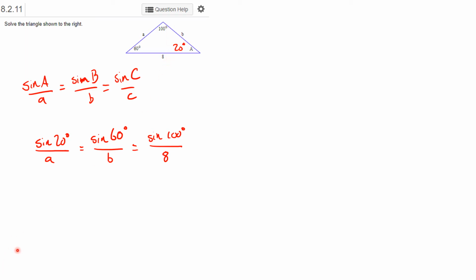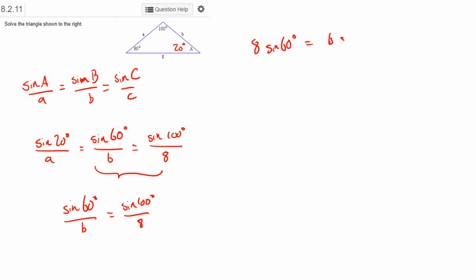It's not actually unknown. So now what we do is we identify that if all three of these are equal, then any two of them I pick must be equal to one another. So pick two of them where there's only one unknown. For example, if I pick these last two, I can say the sine of 60 degrees divided by b is equal to the sine of 100 degrees divided by 8. And now I can cross multiply. 8 times the sine of 60 degrees is equal to b times the sine of 100 degrees. Solve this for b by dividing by the sine of 100 degrees and get b is equal to 8 times the sine of 60 degrees divided by the sine of 100 degrees.